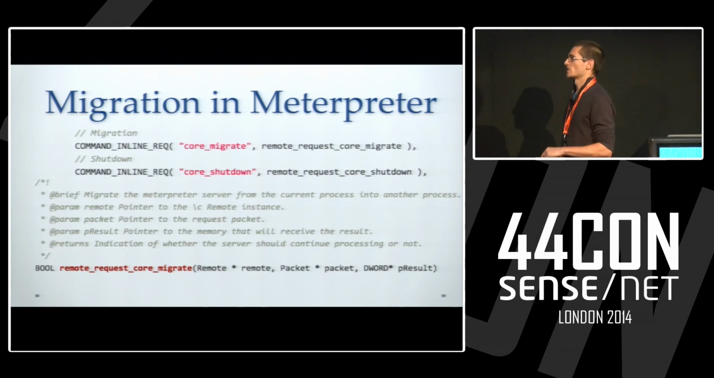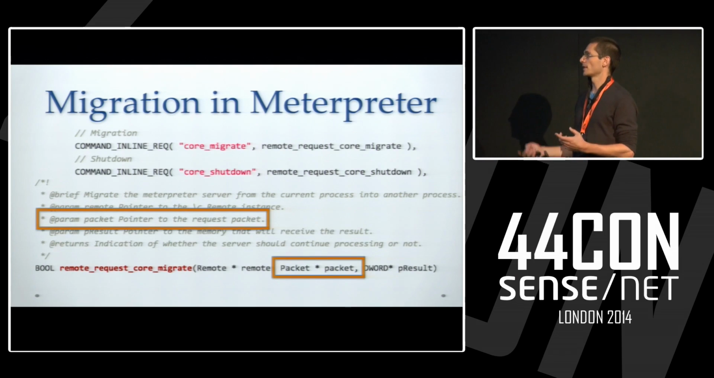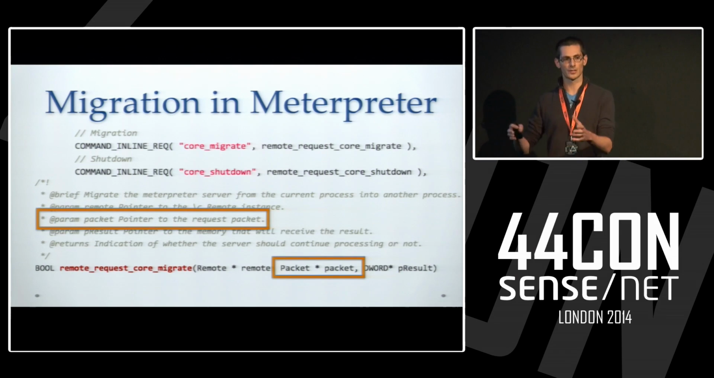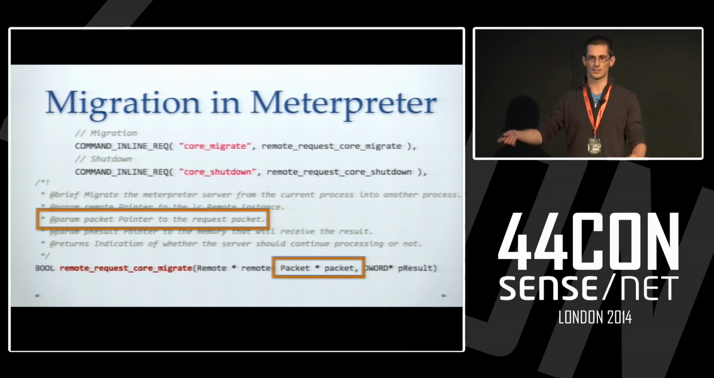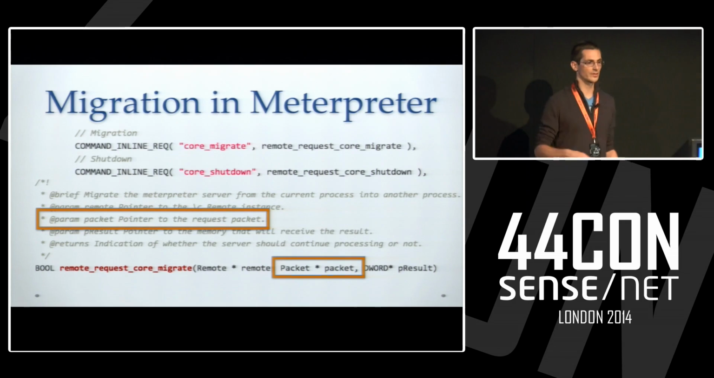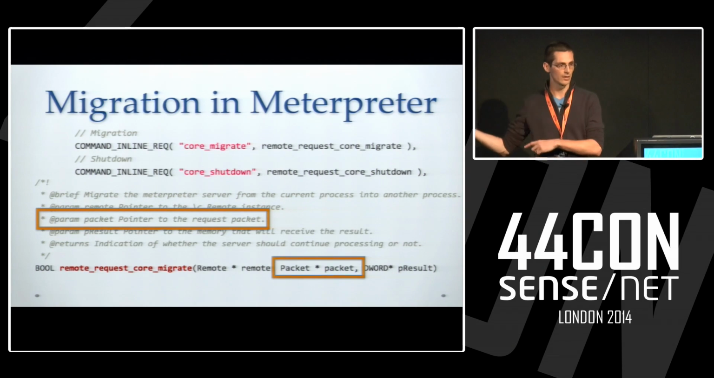Now, the header of this function is not really that interesting except for one thing. This packet here is the structure that contains all of the TLVs. It's what came across the wire when this command was actually invoked. So all those TLVs we poked in on the Metasploit side will appear in this packet.